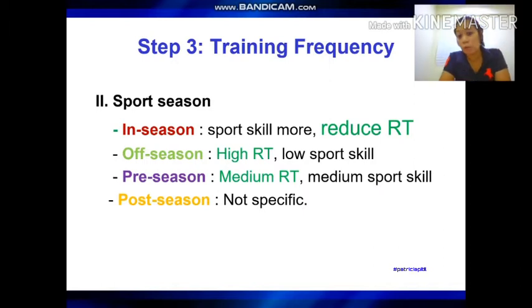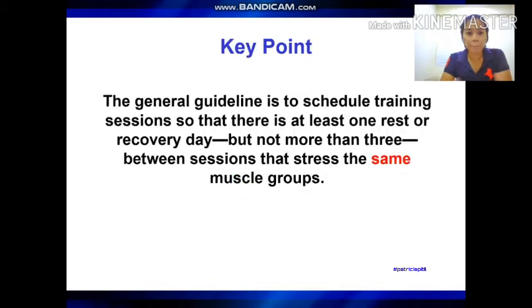Because off-season has low sports skill, pre-season medium sports skill, and post-season not specific. Sometimes in post-season they are focusing more on recovery, they maintain their fitness, they are away from the sport for a while. Sometimes the footballers are not going for the conditioning, not going to play football, they're going for swimming. So as sports conditioning specialists, we should be aware of which sports season they are in. And the key point, again, has been highlighted before.